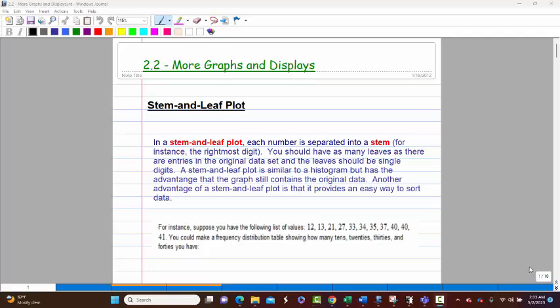Hello, this video is section 2.2, more graphs and displays. All right, let's see what we have here. The first one we're going to look at is called a stem and leaf plot.